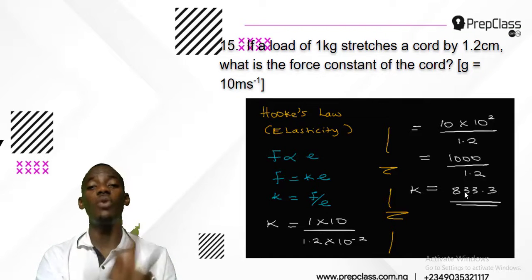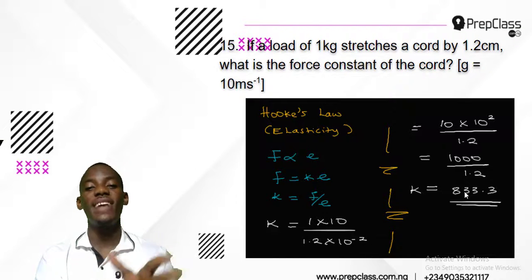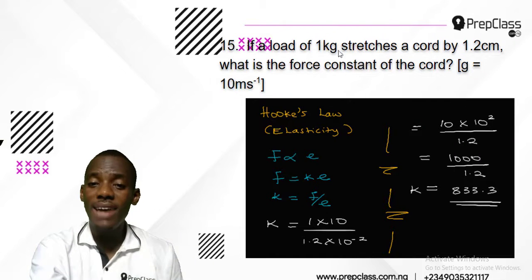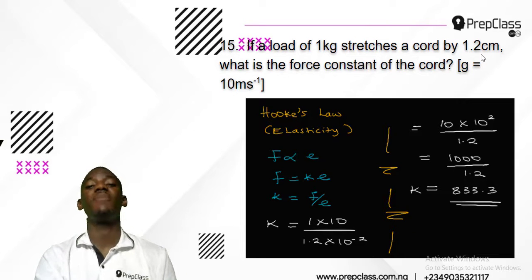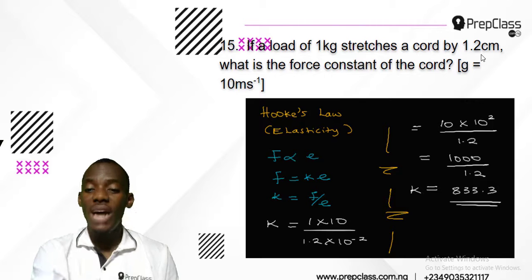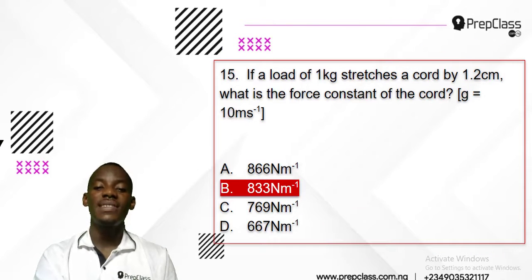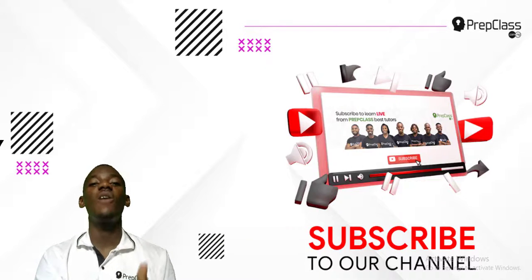Don't forget that everything came from Hooke's law. Force is directly proportional to extension, provided that the elastic limit is not exceeded. Then from there you will create the force constant K, and then when you put force over extension, you will put your parameters in and get the answer. And please don't forget that force is mass times G, where I must change 1.2 centimeter to meter by multiplying by 10 raised to the power minus 2, and that is how you will get 833.3, and that is the answer for force constant. That is the answer for my 15, and that brings us to the end of this section.